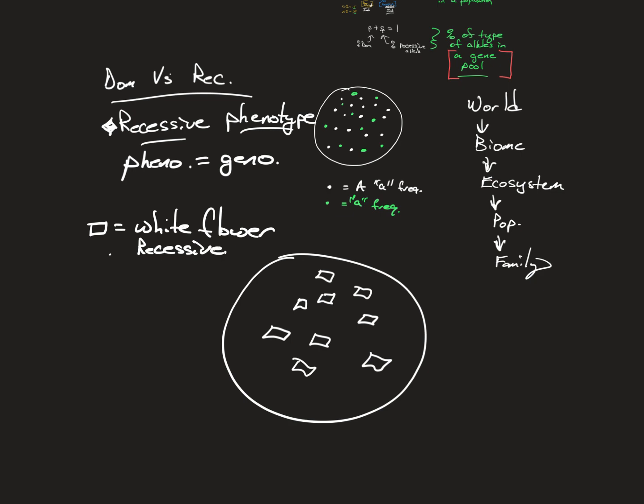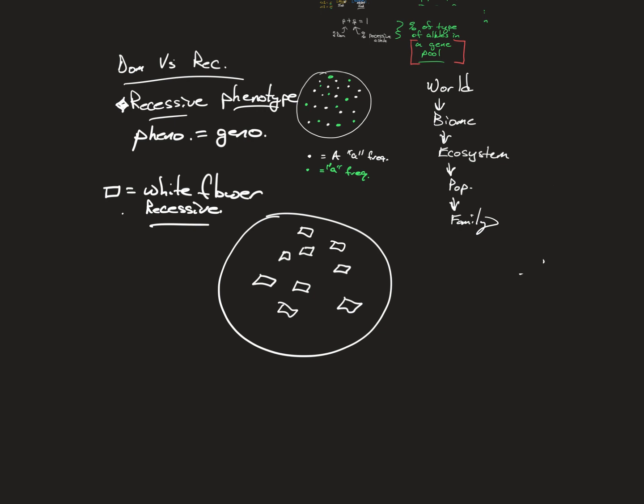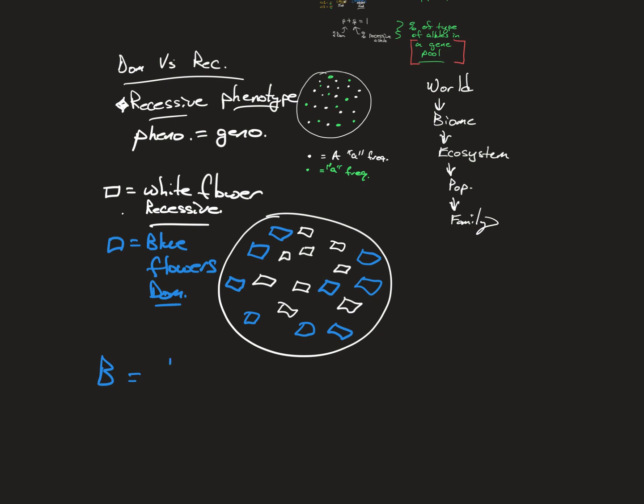So in other words, if you take 2 white flowers and mate them, they're always going to give you white flowers. But we also have blue flowers in the population, and that's really easy as well. And we could say the blue flowers are dominant. So what that means is if you have a big B, then you get a blue flower.